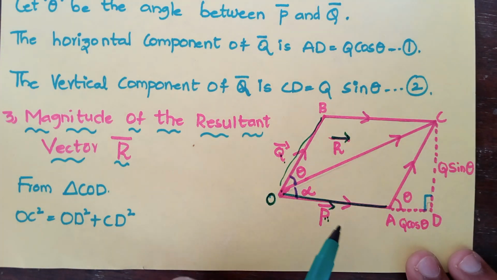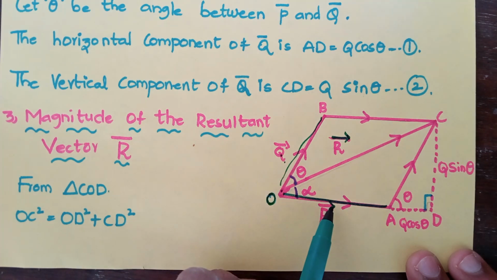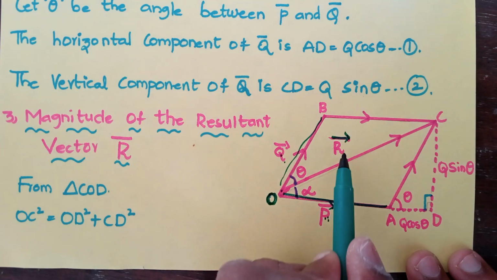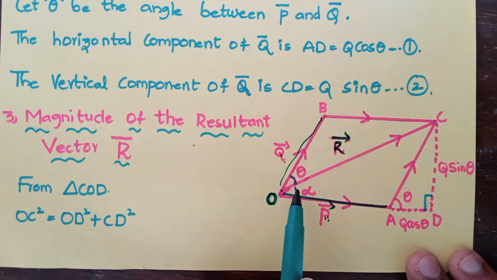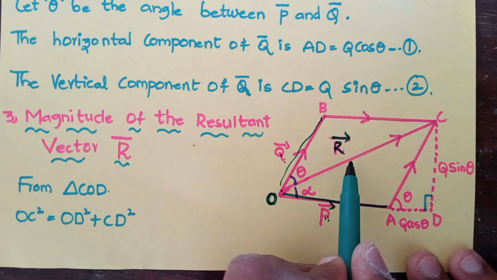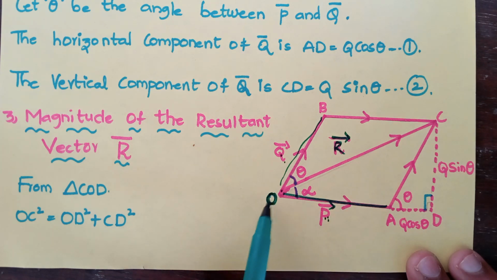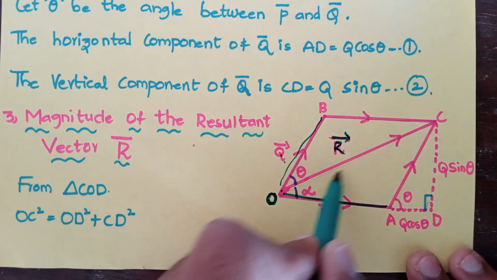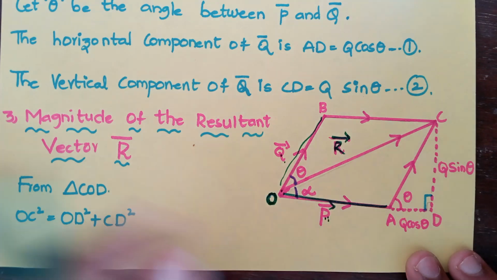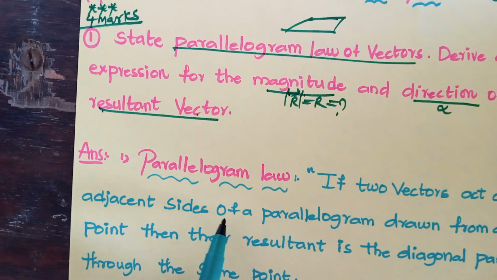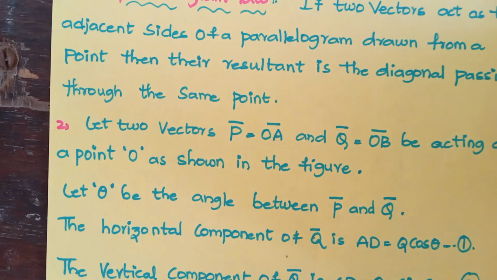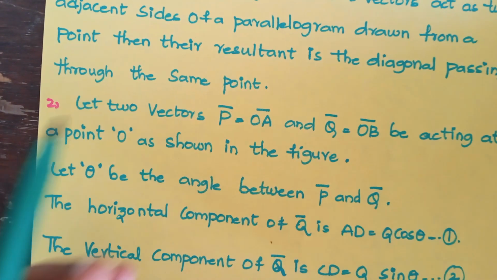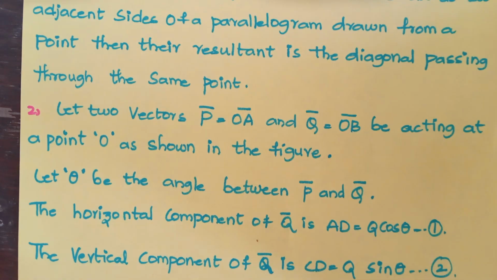Understood, all of you? P and Q are the two vectors. They are represented with both magnitude and direction. They are drawn from the origin point O, as well as resultant R also represented with both magnitude and direction. They are also drawn from the same origin point by the diagonal. So this is called the parallelogram law of vector statement. Clear?